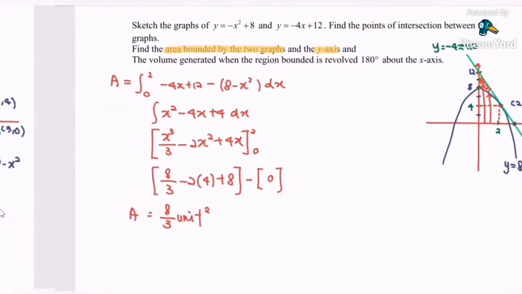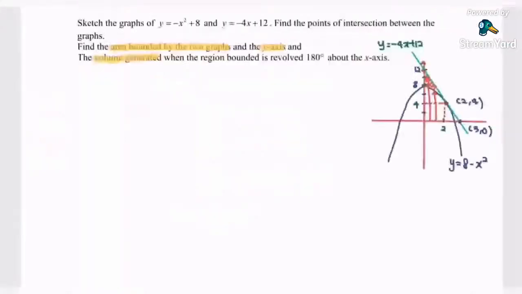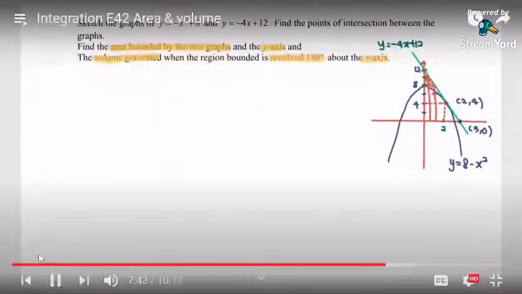Next, we're going to find the volume generated when the region bounded is resolved 180 degree about the x-axis. So here there is a condition: it says volume generated about the x-axis. Meaning it must be with respect to x. Understand? Rotate downwards. So what we need to do is, the formula is the same as before, the difference is the square.